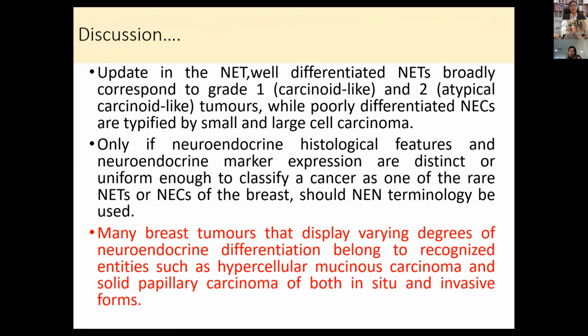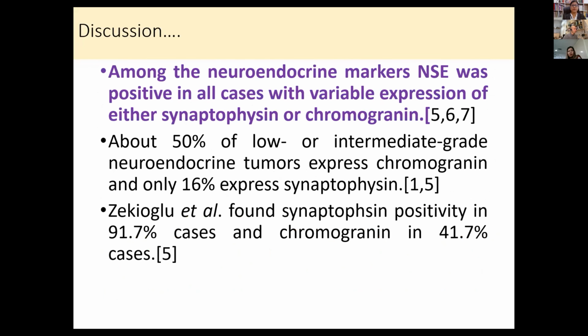Only if the neuroendocrine histological features and neuroendocrine marker expression are distinct and uniform enough to classify the cancer as the rare neuroendocrine tumor or neuroendocrine carcinoma of breast should it be typed as a neuroendocrine neoplasm. Many breast tumors that display varying degrees of neuroendocrine differentiation belong to recognized entities such as hypercellular mucinous carcinomas and solid papillary carcinoma, both in situ and the invasive form.